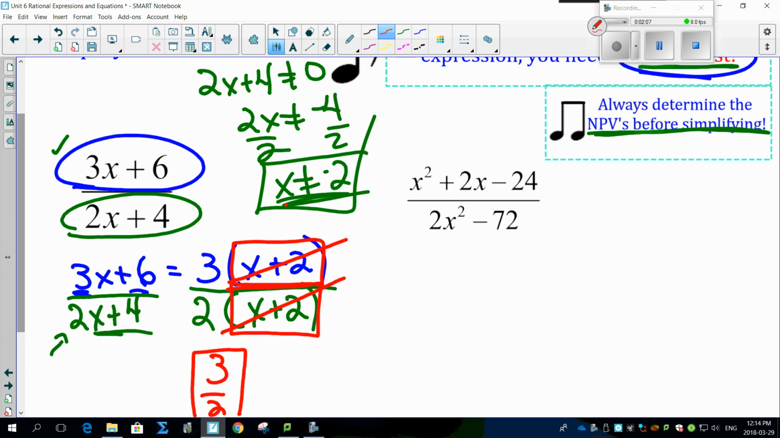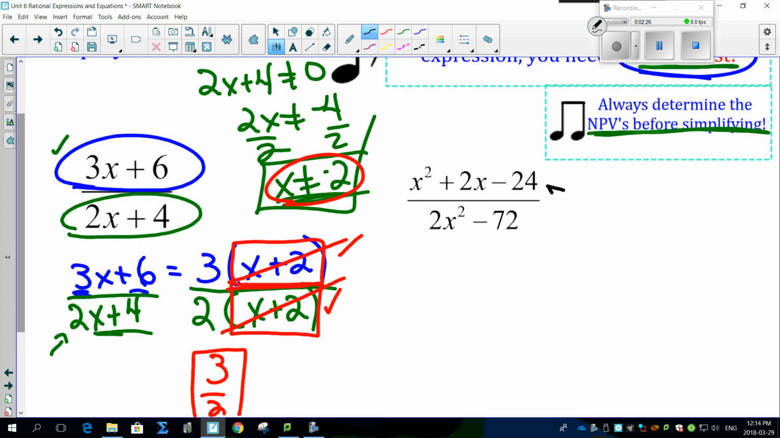But, okay, don't forget, you have to state your restriction. But as long as you factor, you might find something common to top and bottom, the numerator and the denominator, and you just cancel them right out. Well, that actually sounds like a lot of fun. Let's keep on going then. Let's keep having fun. Uh-oh.